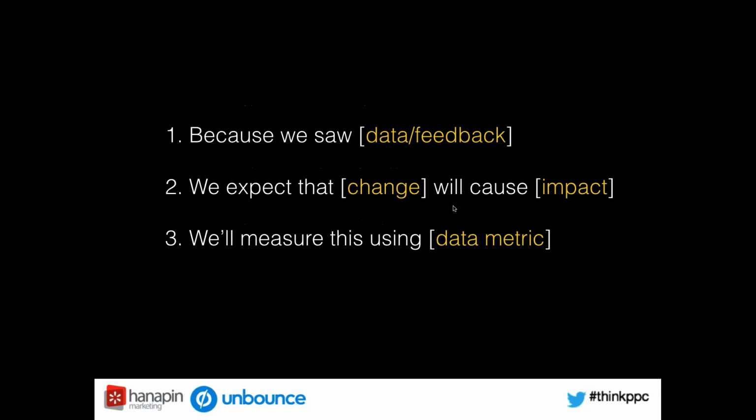So I have this little template that I developed with my friend Craig Sullivan, and this one makes it very easy to build a solid test hypothesis. First off, you say, because we saw this data or feedback, we expect that making this change will cause this impact, and we'll measure it using this data. So now you have what informed the decision. That should be data, real feedback. What change, what impact, and how you're going to measure it.